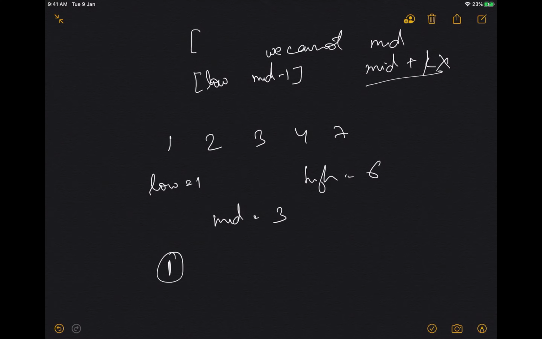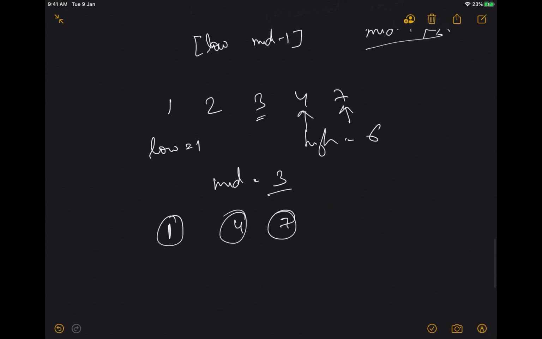Then can we put the second ball at position 3? We cannot, because 3 minus 1 will be 2, which is not greater than mid. Can we put the next ball at position 4? Yes, we can, because 4 minus 1 is 3, which is greater than or equal to 3. So we can put the next ball at position 4. Now we move to 7. Can we place our next ball at position 7? Yes, we can, because 7 minus 4 equals 3, which is greater than or equal to mid. So we can place our next ball at position 7.